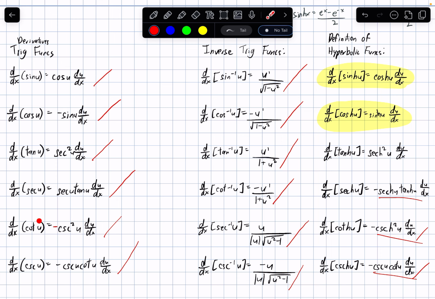For cotangent, that's basically because tangent and cotangent are cofunctions to each other. So if, for example, you have tangent, your derivative of it is going to be with a raised to 2. Same goes with cotangent. So derivative of cotangent is something with a raised to 2. At least that's the way I remember it. So the derivative of cotangent u is equal to negative cosecant squared u times du over dx.